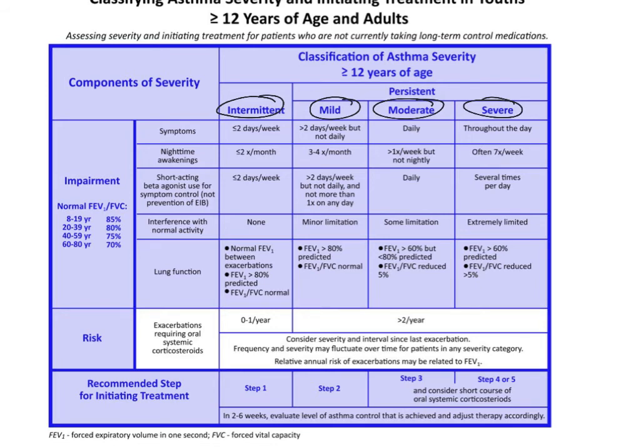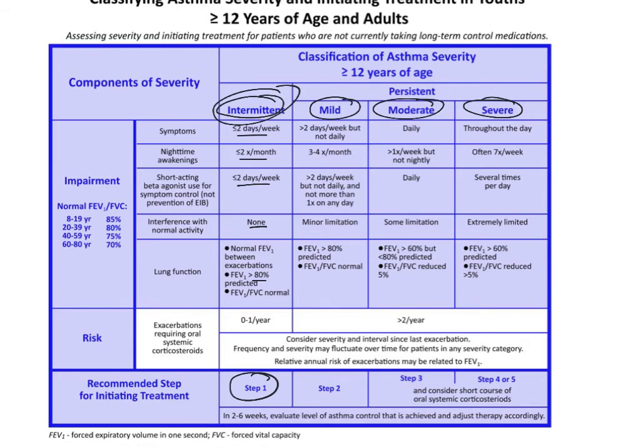And so basically, if they're having symptoms less than 2 days a week, they're having less than 2 times monthly awakenings, 2 times a month that they're waking at night, and then they are having to use their short-acting beta agonist, the SABA, less than 2 days per week. It's not interfering with normal activities, and in terms of lung function, they're having a normal FEV1 between any exacerbations and greater than 80% predicted FEV1 for lung function. Then we're going to classify them as intermittent asthma, and they're going to get step 1 therapy. I'll talk about what step 1 therapy is.